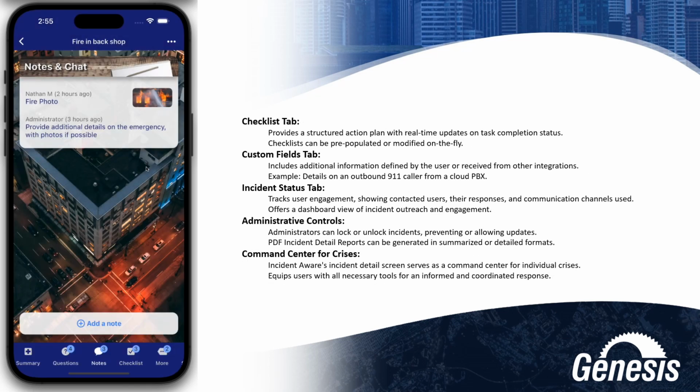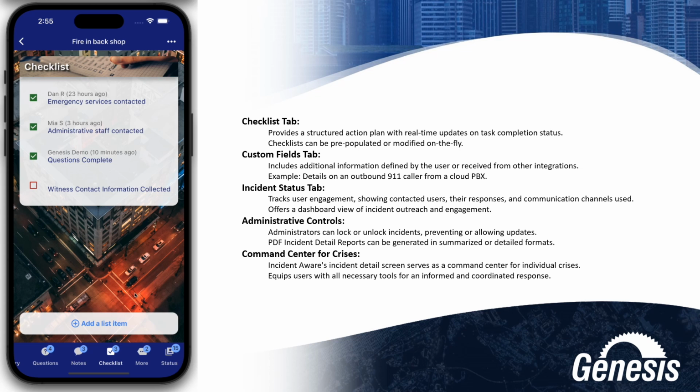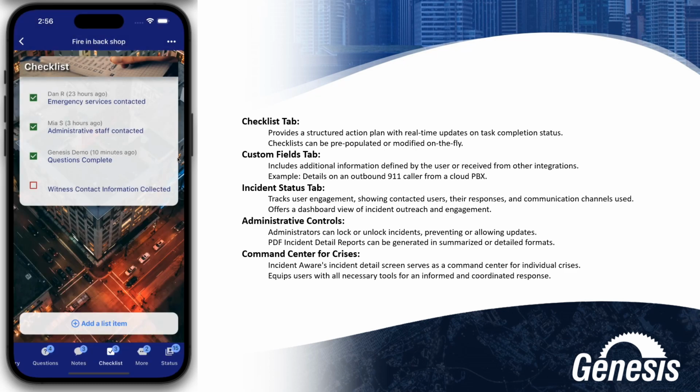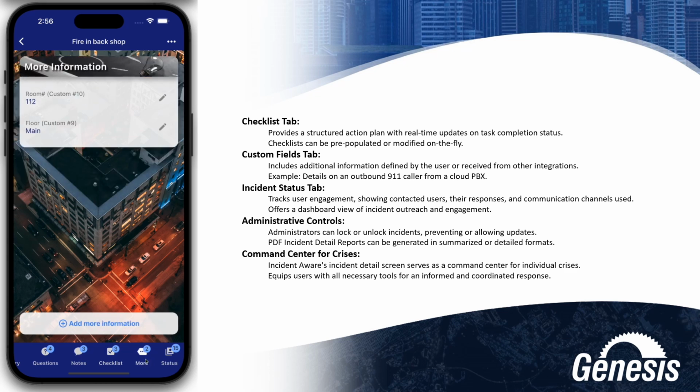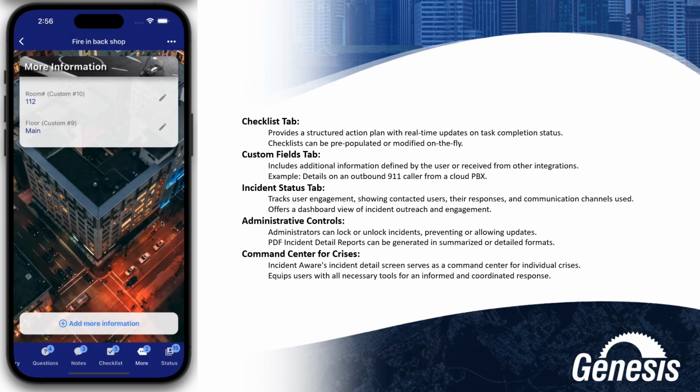The Checklist tab provides a structured action plan with real-time updates on the completion status of each task, ensuring no critical step is overlooked. Checklists can be pre-populated by incident template, or items can be added on the fly. The Custom Fields tab can be used to include additional information defined by you or received from another Genesis integration, such as more details on an outbound 911 caller from a cloud PBX.